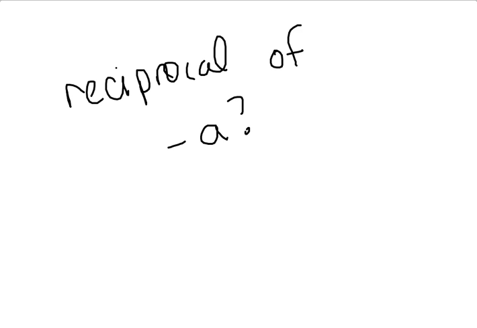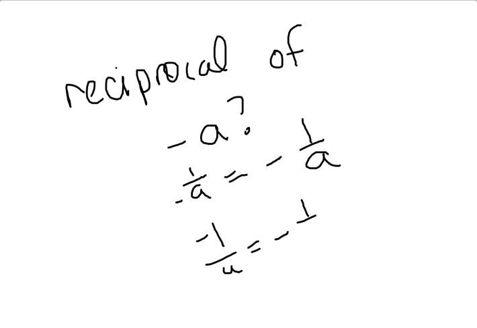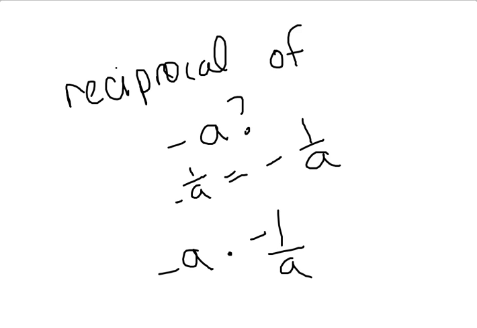What if I have a negative number? What if I have negative a? What's the reciprocal of negative a? Well, it's 1 over negative a, which is equal to negative 1 over a. I could even say that negative 1 over a is equal to negative 1 over a. That's an a. It doesn't quite look like it. But the best way to look at it is that the reciprocal of negative a is negative 1 over a.